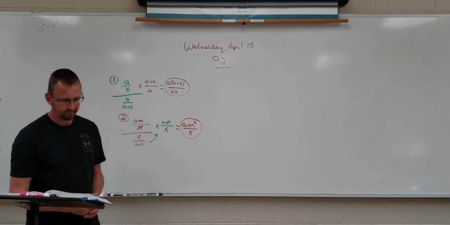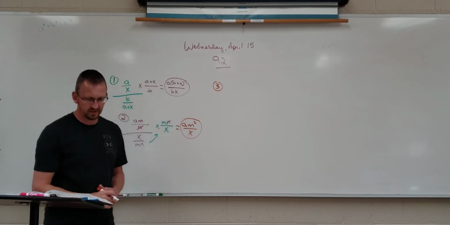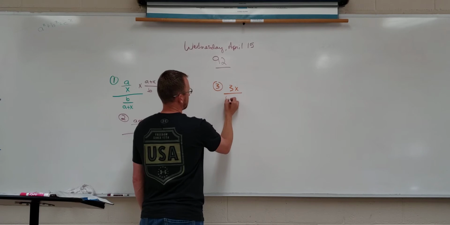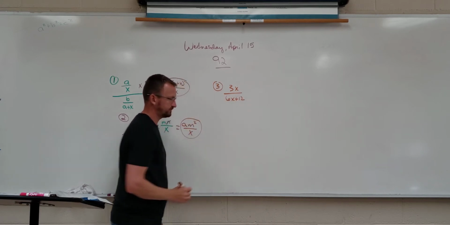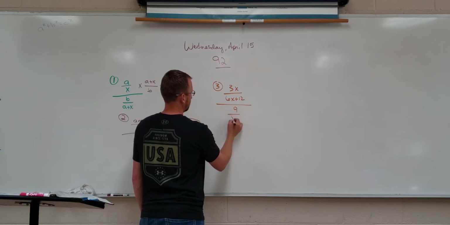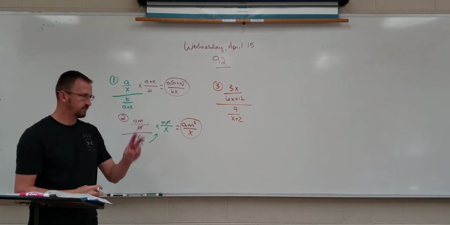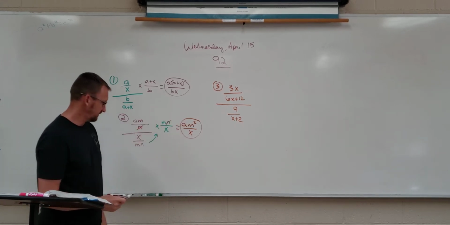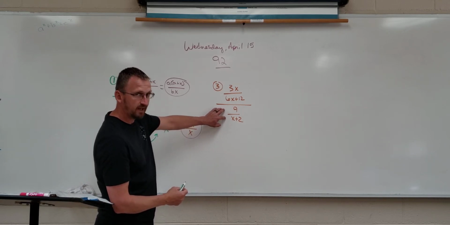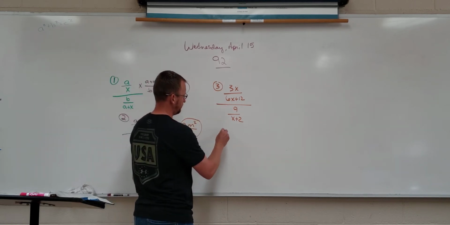Solve. Example 3. You are correct, they're not all going to be that easy. Example 3: 3x over 6x plus 12, divided by 9 over x plus 2. We need to do two things. We do need to flip that bottom fraction and multiply. We also need to factor out here. So we're going to do it in 2 parts.